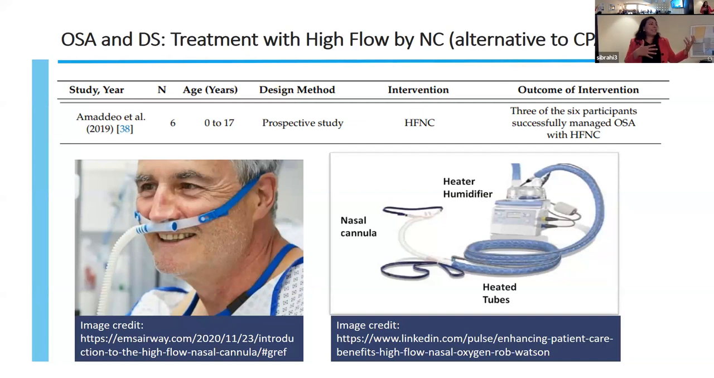I haven't seen data for adults, but if you hear about it, that's what it is. The flow can be with or without oxygen. It doesn't always have to have oxygen attached to the flow. It looks very much like CPAP with the humidifier, but it's a high flow nasal cannula and it sits under the nose.